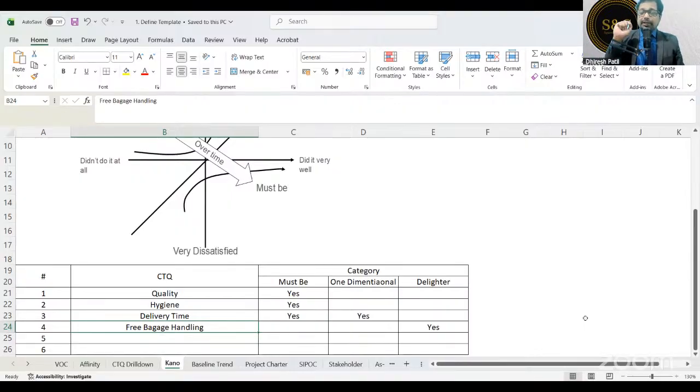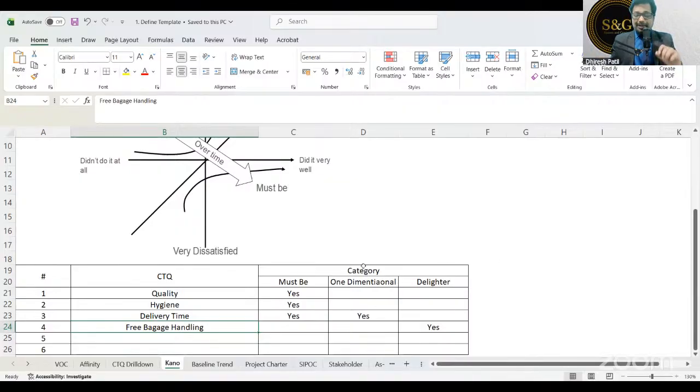Some of the hotels give these services. You just have to tell them that you will check out tomorrow morning, and imagine there is a flight, I'm flying with Indigo at 11 a.m. Those people will take my luggage, deliver it to the Indigo counter, and check it in. This is also a delighter service. Okay, now must-be and delighter are more or less clear.